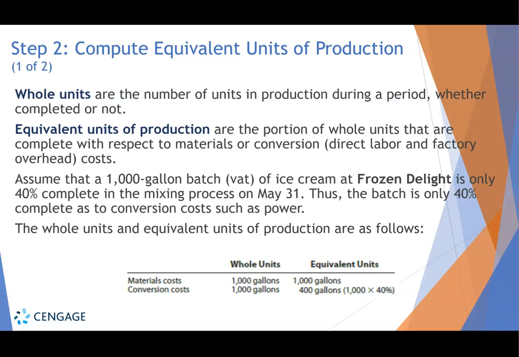Because the material costs are all added at the beginning of the process, we know the material costs are 100% complete for the 1,000-gallon batch of ice cream. So the whole units and equivalent units for materials cost are 1,000 gallons. However, because the batch is only 40% complete as to conversion cost, the equivalent units for conversion costs are only 400 gallons.